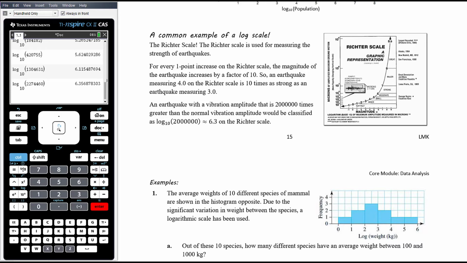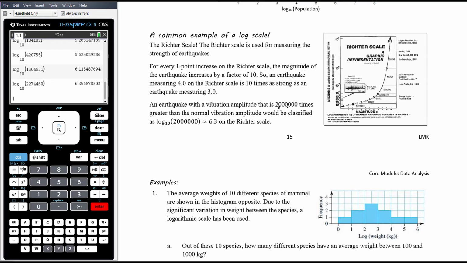An earthquake with a vibration amplitude that's 2 million times greater than the normal vibration amplitude would be classified as 6.3. So if the Earth is vibrating all the time, but an earthquake is obviously when it's vibrating more than usual. So if it's 2 million times more than usual, that would be log base 10 of 2 million, 6.3 on the Richter scale. Okay, so that's what that number actually means.